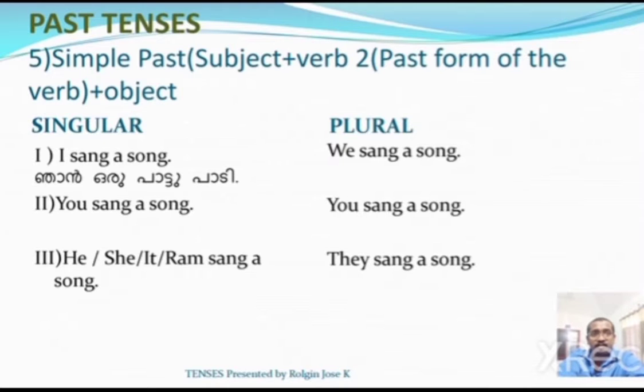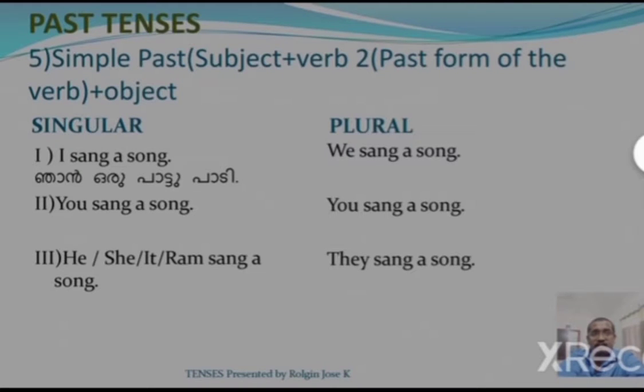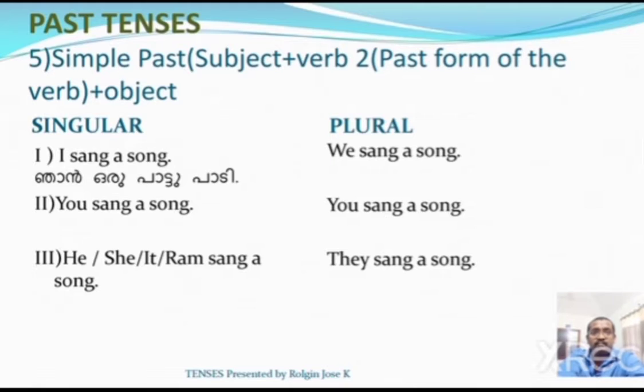The very first one, that is simple past tense. Look at the sentence structure: subject plus verb form 2, that means the past form of the verb, plus object. So how can we write it in all the three persons?